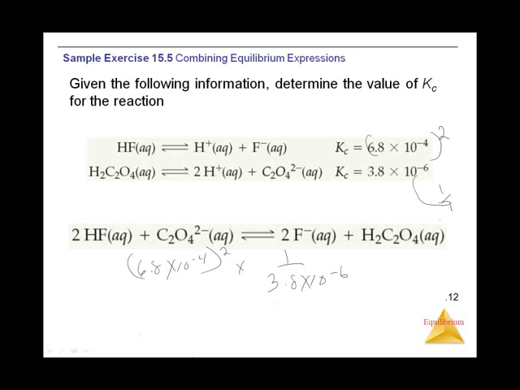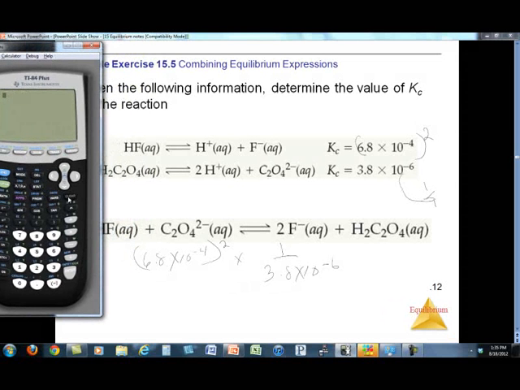Okay, so let's get the calculator up. Let's clear this baby. So it's going to be 6.8 second EE minus 4, whatever that is. I'm going to square it, right, x squared, and I'm going to divide by 3.8 second EE negative 6, and when I do that I get 0.12, and there are no units. Nice, no units, I like that.